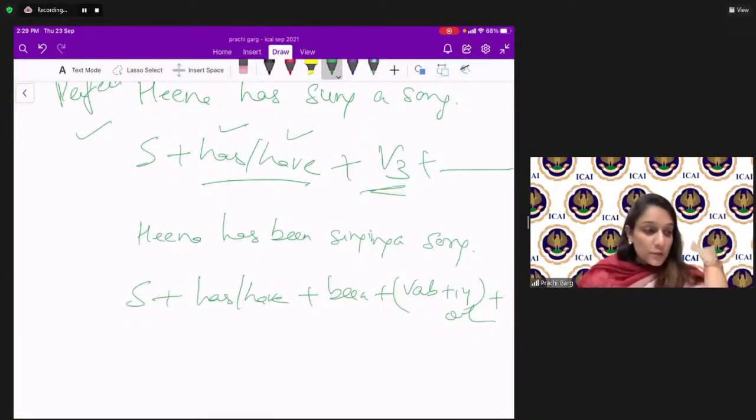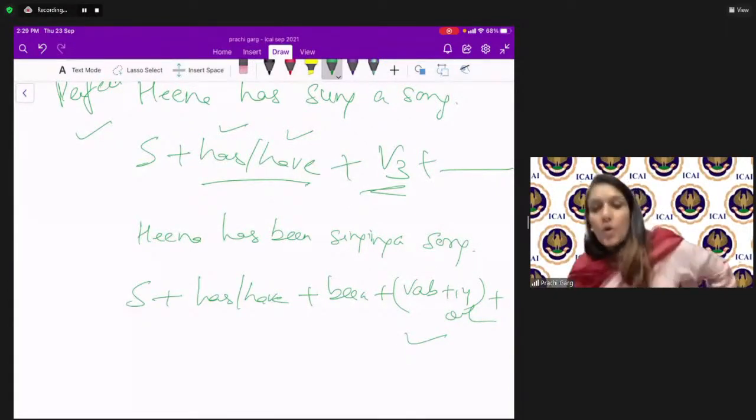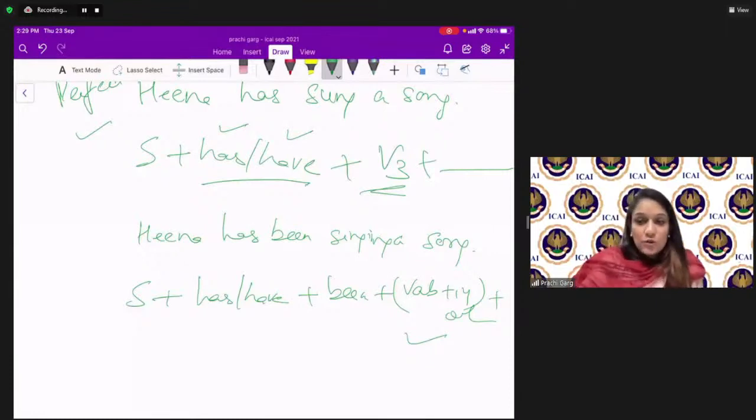Now, where do we use present perfect continuous? We use it to indicate an action which started at some point in the past and may or may not be completed. So we are talking about an action that started in past, but we are not sure if it is over or not. So Hina has been singing a song. That means this action started in past and it is still going on. Okay, the action is not over yet. Clear? Yes. Are we clear about the present tense? Let's quickly start about the future.